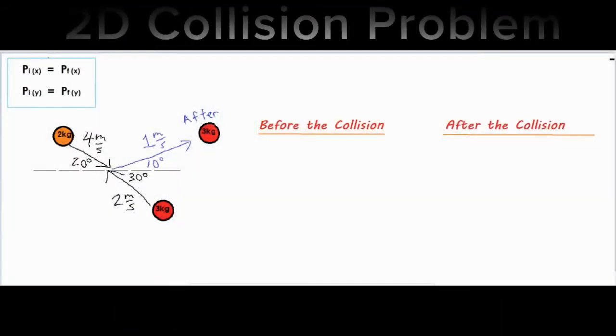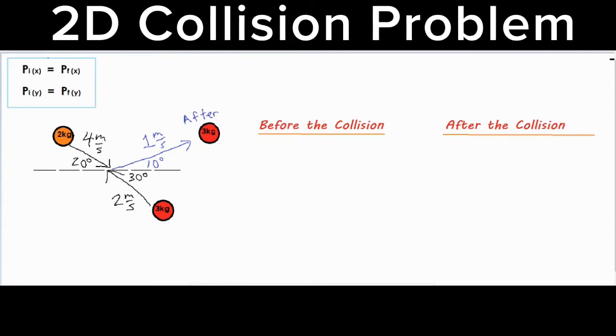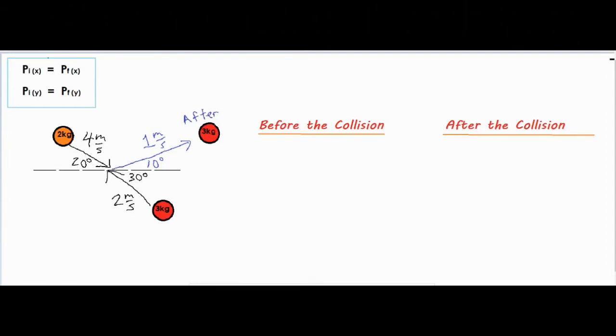In this video, I'm going to be talking about how to solve a two-dimensional collision problem using the conservation of momentum. So the only difference between a 1D and 2D collision is a lot more organization and a little bit of trig. So we're going to have to use some trig so that we can use these angles and then find some x and y components.